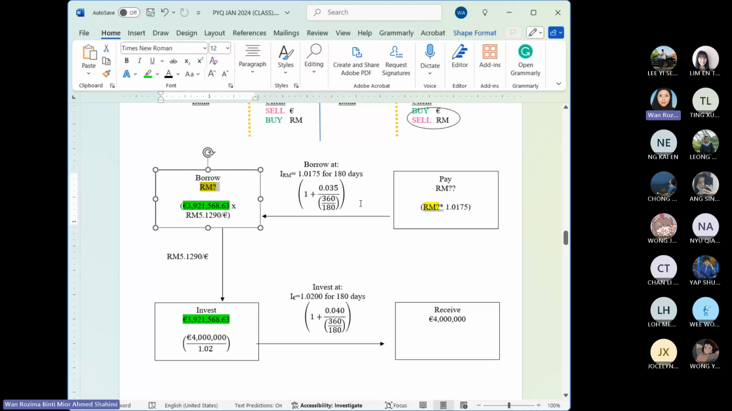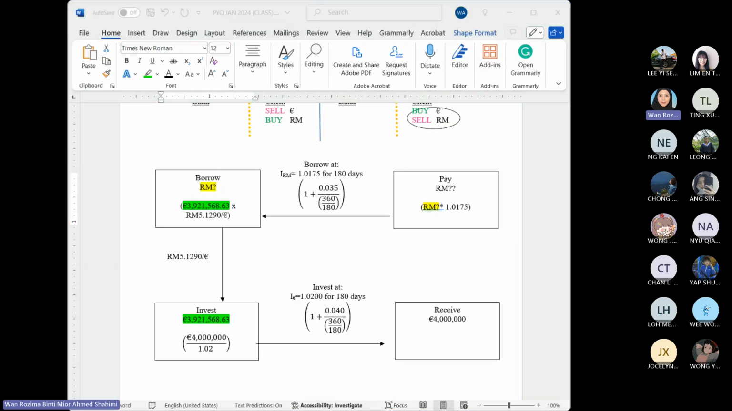So borrowing rate, Malaysia. Okay, so let's look at the question. Borrowing rate 3.5%, investing rate 3%. So use the borrowing rate because we borrow in Malaysia. So 3.5%, equal to 0.035 over 360 divided by 180, plus 1, and then you will get the interest factor 1.0175.